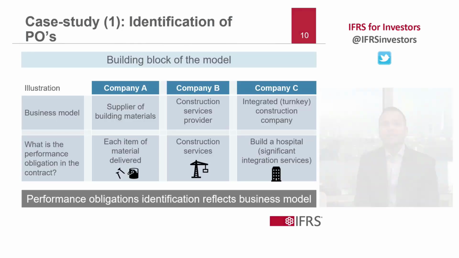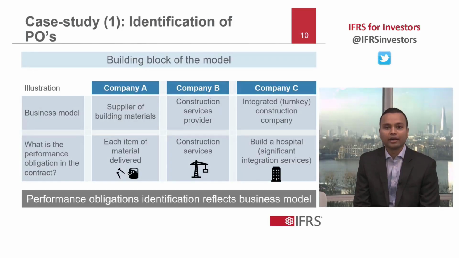A key step in the revenue accounting model in IFRS 15 is the identification of performance obligations. How a company identifies performance obligations in its contracts has a bearing on the pattern of revenue recognition. We can illustrate this through a simplified example that looks at 3 hypothetical companies, A, B, and C, each in the context of a contract to build a hospital for a customer, which in this case is a government body.